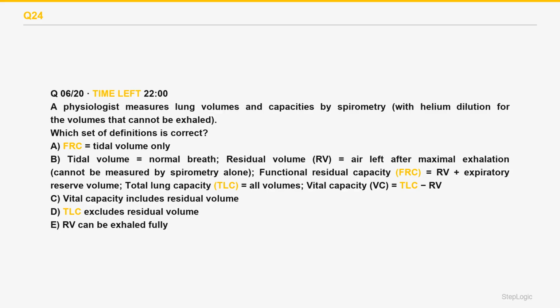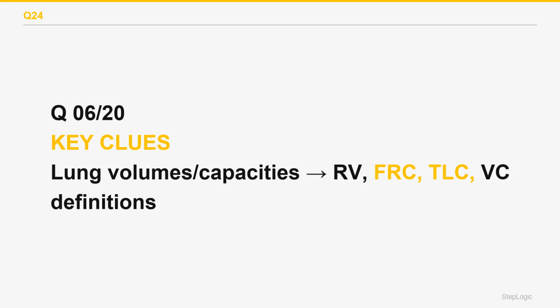Which set of definitions is correct? A physiologist measures lung volumes and capacities by spirometry, with helium dilution for the volumes that cannot be exhaled. Read the question. Which definitions are correct? RV, air after max exhalation, not spirometry measurable. FRC, RV plus ERV. TLC, all volumes. VC, TLC minus RV.